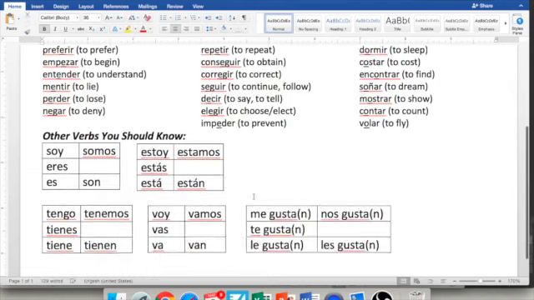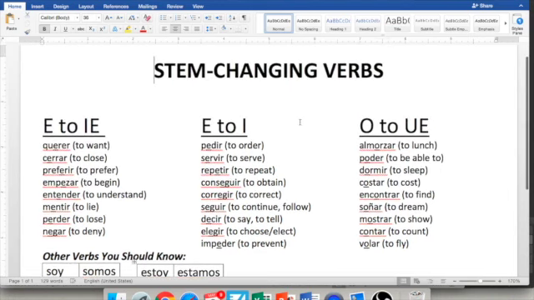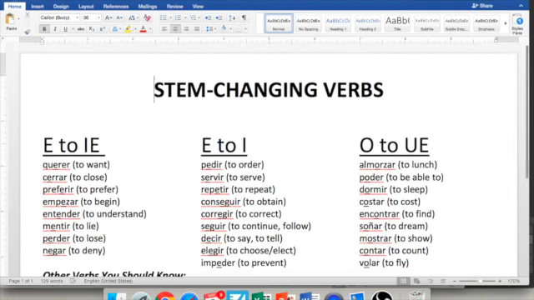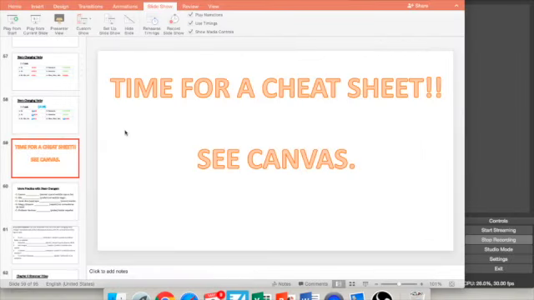And then at the bottom, I just put some general verbs that you should know from past chapters, like ser, estar, tener, ir, and gustar. And you can see these. This will be on Canvas for you, so you'll have that to reference.